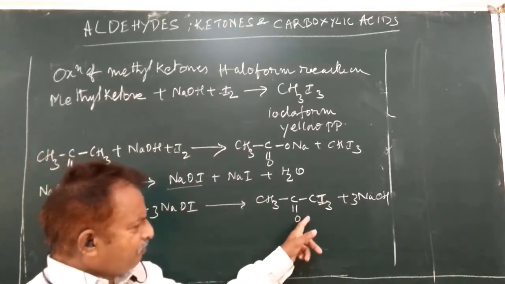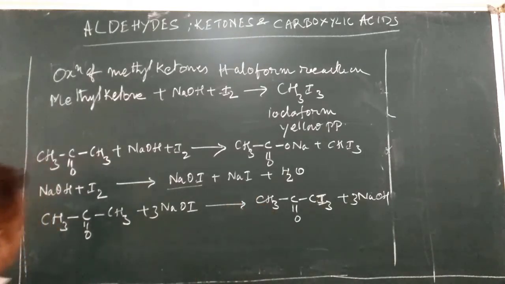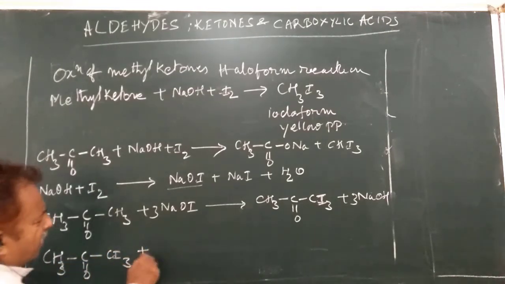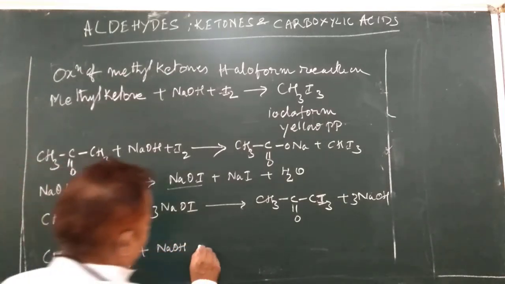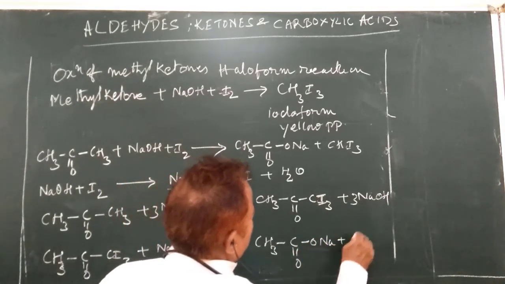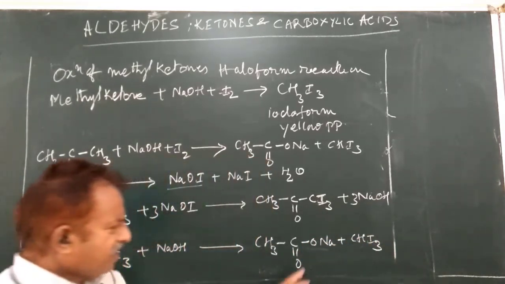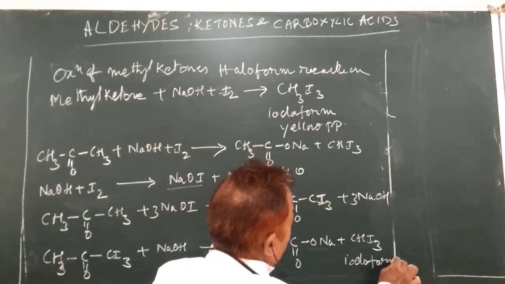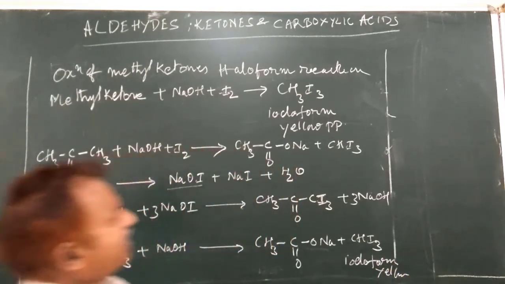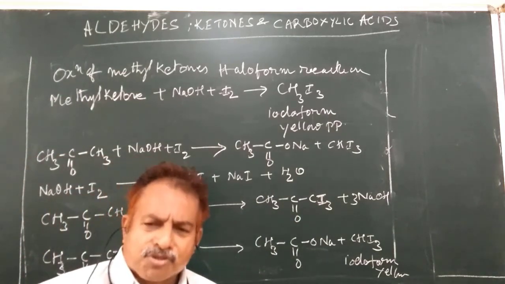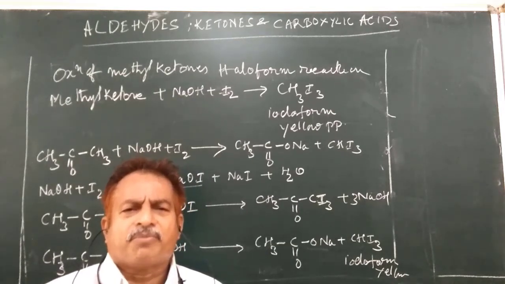This substance further reacts with NaOH, and we get CH3COONa plus CHI3. This is sodium acetate and this is iodoform, a yellow precipitate. So this reaction is referred to as the iodoform reaction, and this iodoform reaction is used to identify methyl ketones from other ketones.